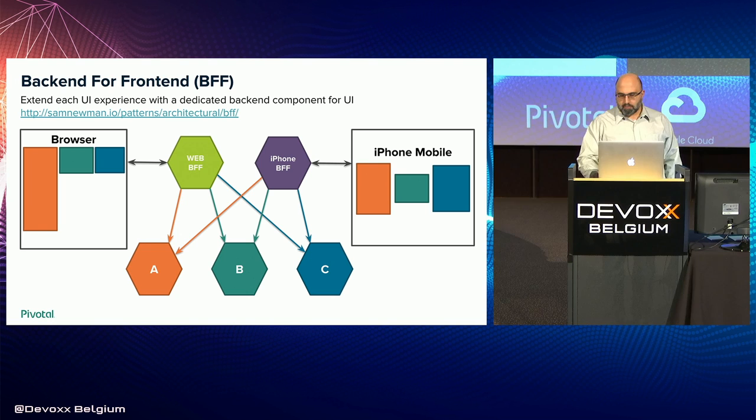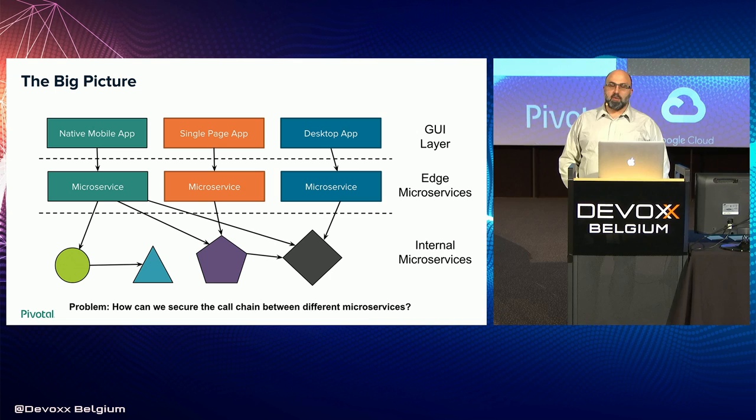Okay. So if you take a step back, this is kind of what the big picture ends up looking like. You end up having a GUI layer, where you have something that humans go and touch and do things with. And then we're going to have the edge microservice slash BFF. And then that one is going to coordinate a series of internal microservices that we have to basically figure out how to secure. All right.